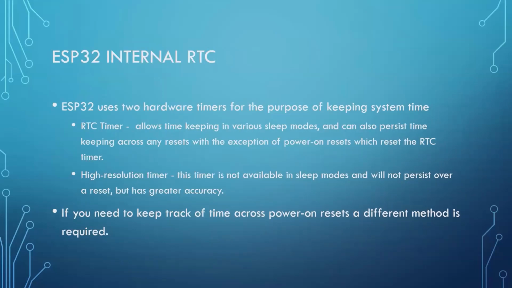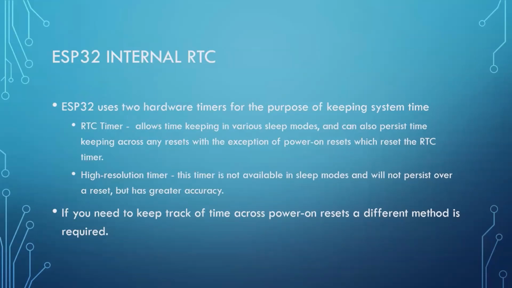There's also a high resolution timer. It's not available in the sleep modes, and it doesn't persist over a reset. But it has greater accuracy. So you can use it as long as your clock is up and running, say, for delays or interrupts and stuff like that. It's great. But if you need to actually track the actual time across power resets and sleep modes, then we really want to use a different method.